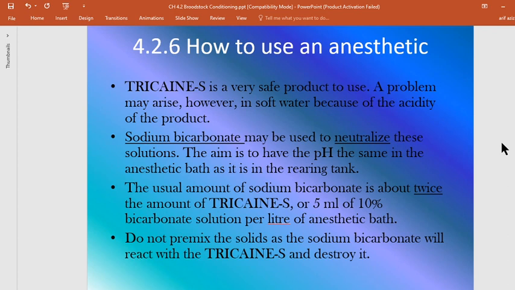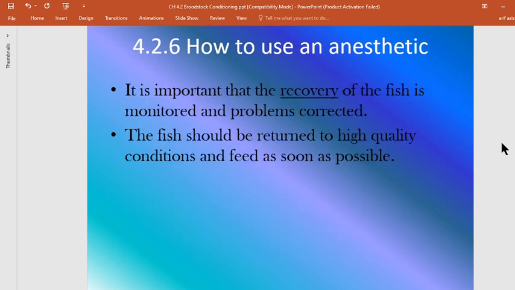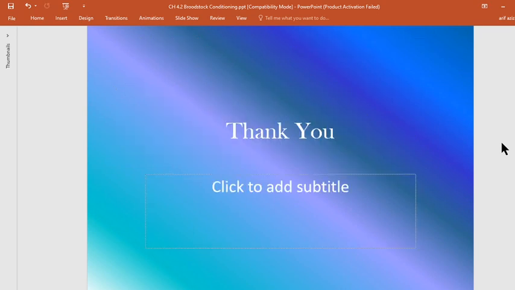It is important that you do not premix the solution, as the sodium bicarbonate will react with the tricaine and destroy it. It is important that the recovery of the fish is monitored and problems corrected. The fish should be returned to high quality conditions and fed as soon as possible.